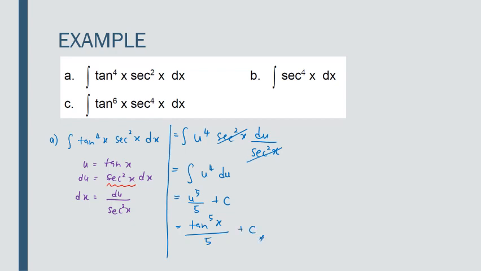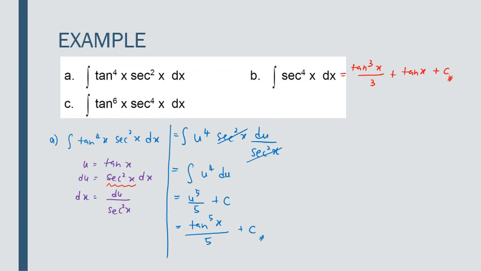Okay, B, I'll leave it for you. I'm giving you the answer. The answer for B is tangent cube x over 3 plus tangent x plus c. So this is for B.